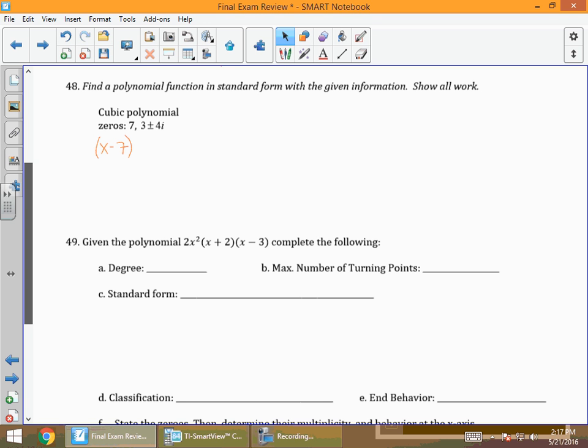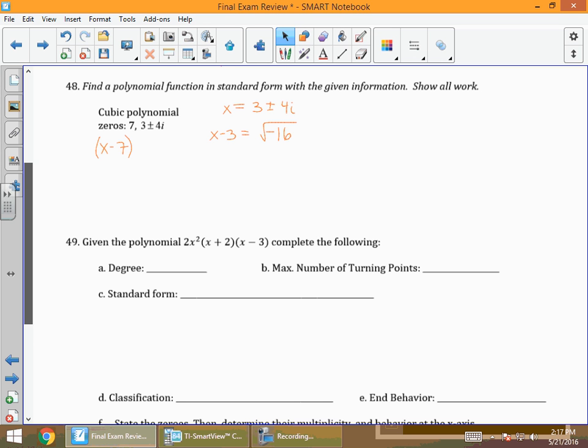And then the 3 plus or minus 4i, I really like this. I like to think about x equals 3 plus or minus 4i. So if I subtract 3, that means x minus 3 equals 4i. Remember what 4i is. 4i is the square root of a negative number, actually. And the square root of what number would be 4? Well, the square root of 16 is 4.